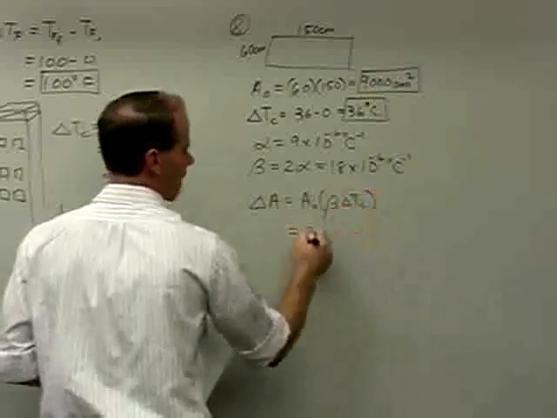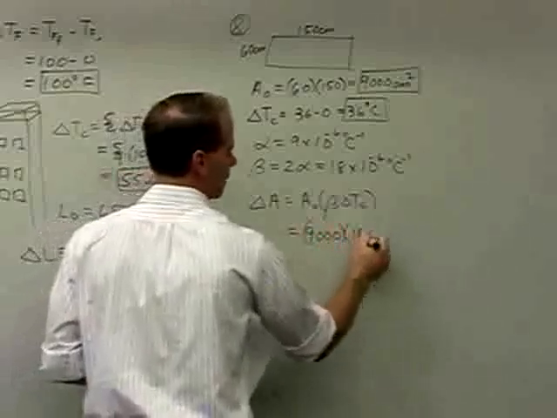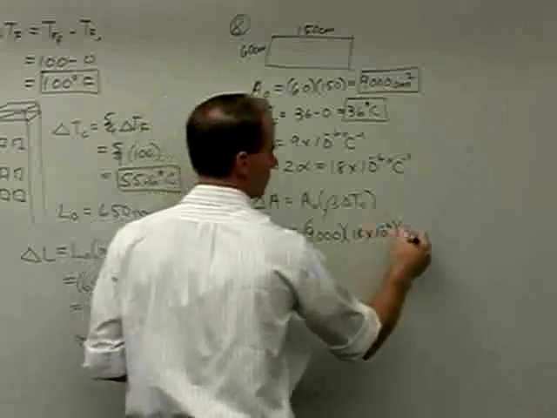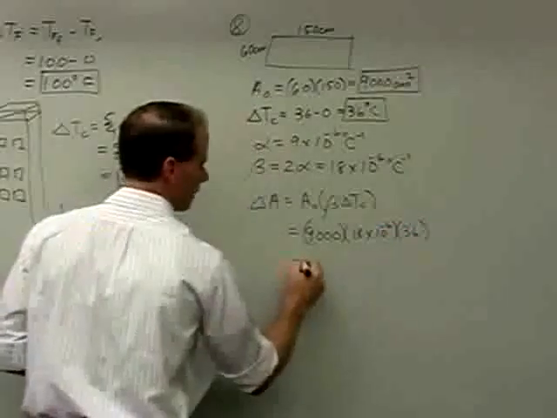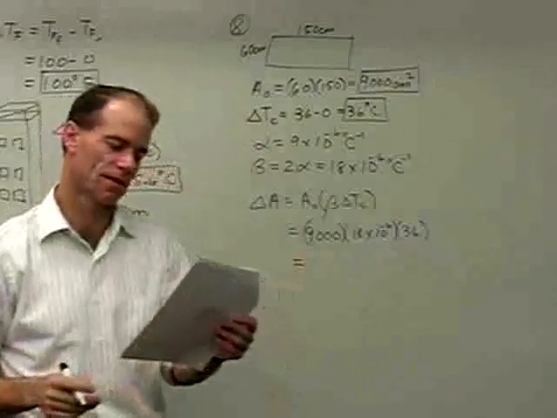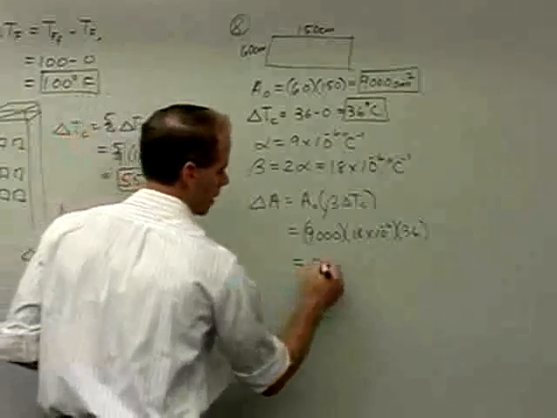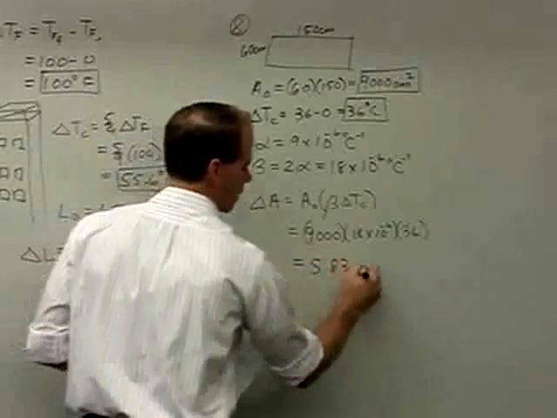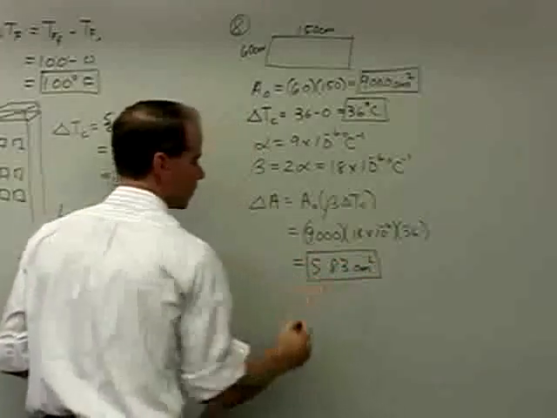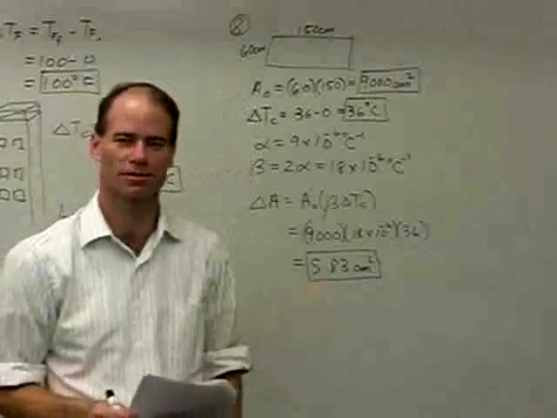And that will be 9,000 times 18 times 10 to the minus 6 times 36 degrees. If I multiply those three numbers together, I get 5.83 square centimeters. So the windshield's area will increase by 5.83 square centimeters.